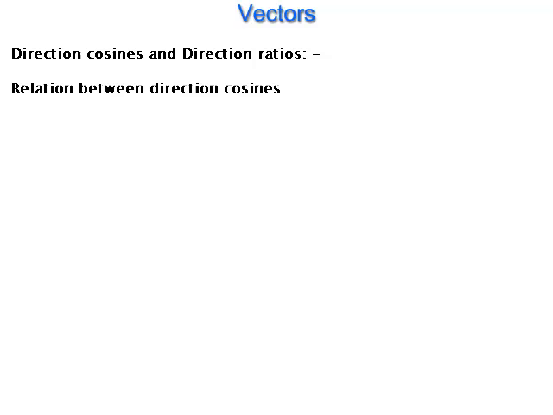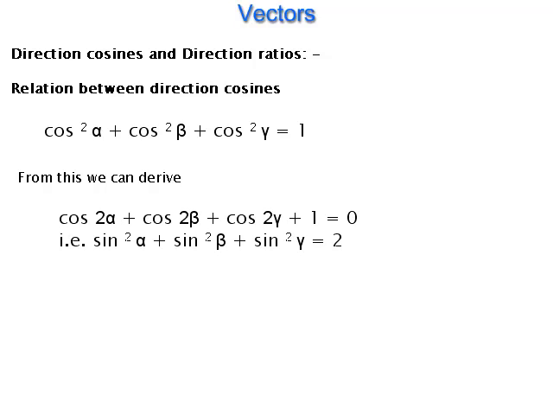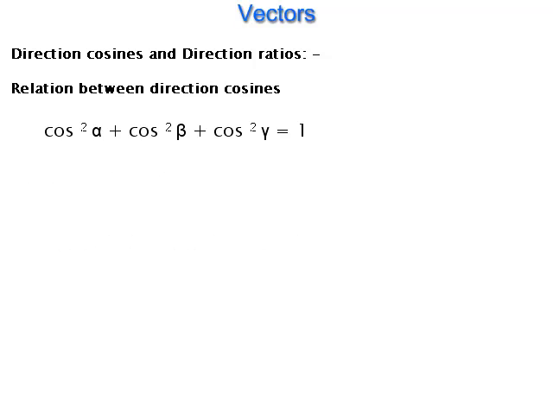If α, β, γ are the direction angles made by a line with the x, y and z axes respectively, then cos²α + cos²β + cos²γ equals 1. From this we can derive cos 2α + cos 2β + cos 2γ + 1 equals 0. That is, sin²α + sin²β + sin²γ equals 2.